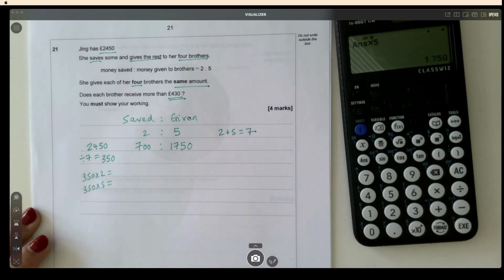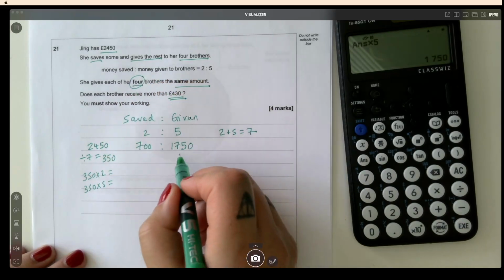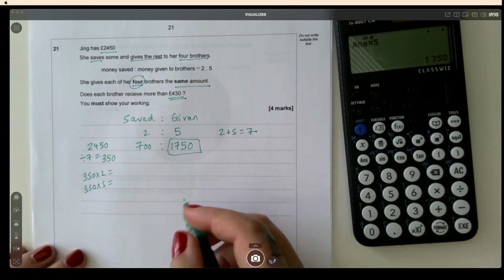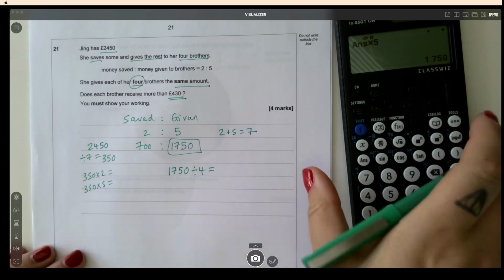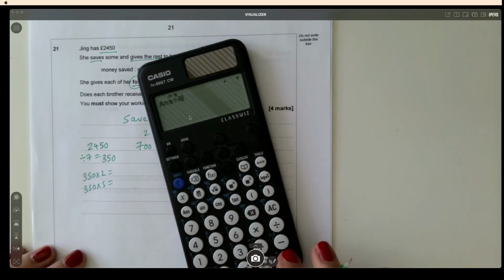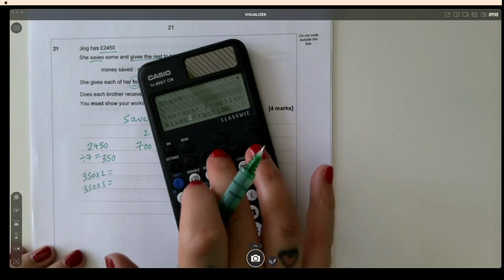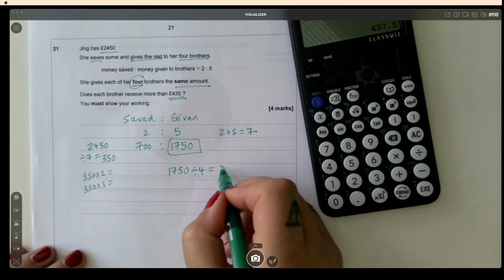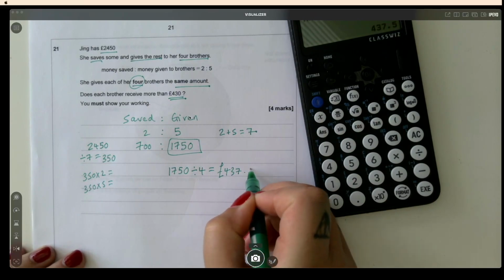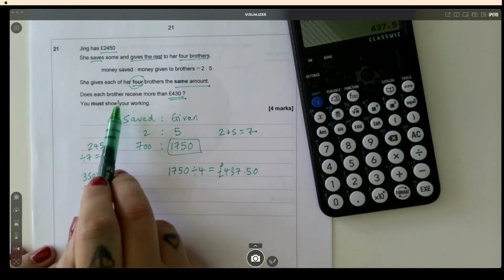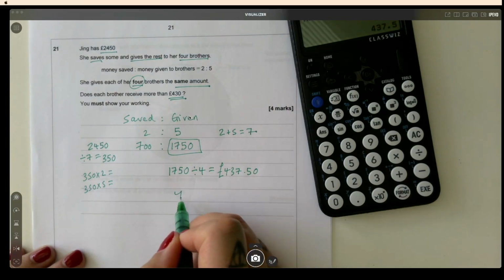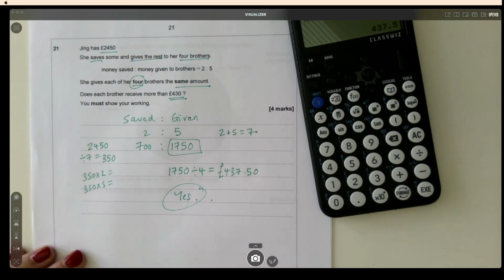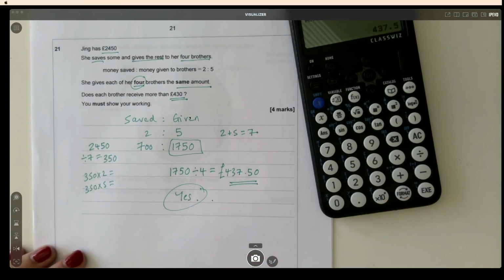£1,750. Okay, so they're each going to receive the same amount and there's 4 of them. So if this is the amount shared between the brothers, we're going to do 1,750 divided by 4, which is £437 and 50 pence. Did they receive more than 430? Yes, they did. Make your yes nice and clear and show your working.